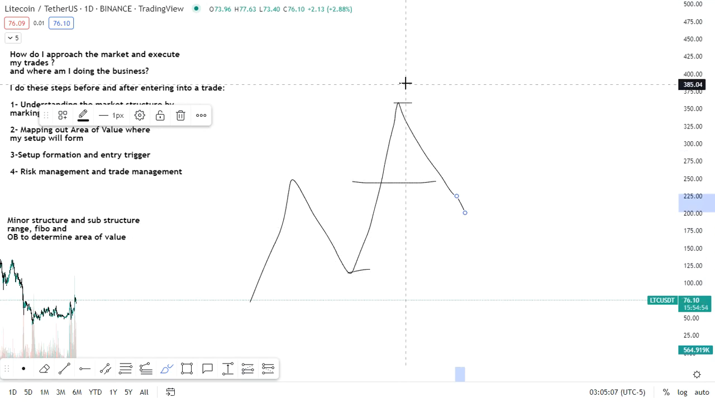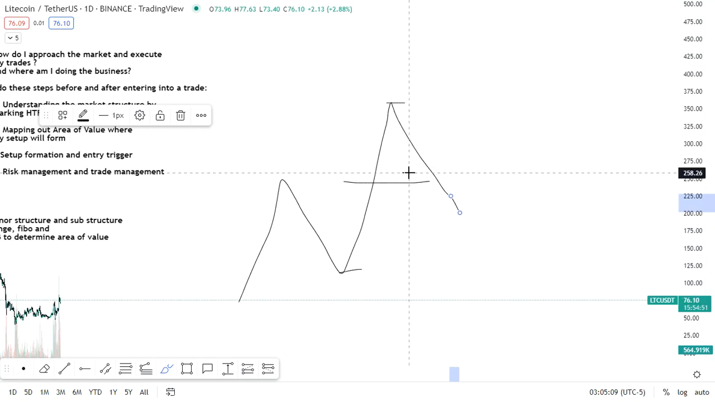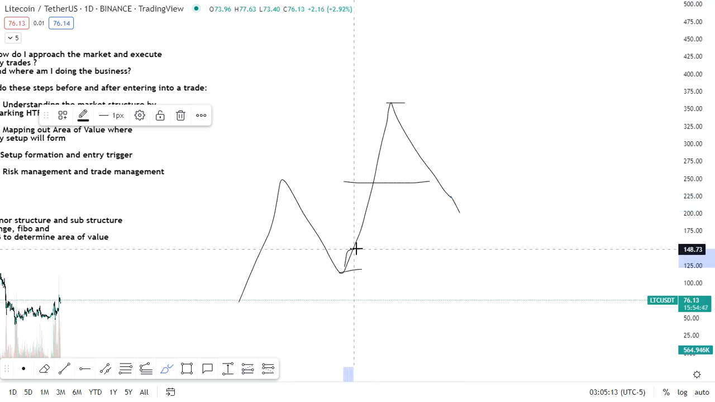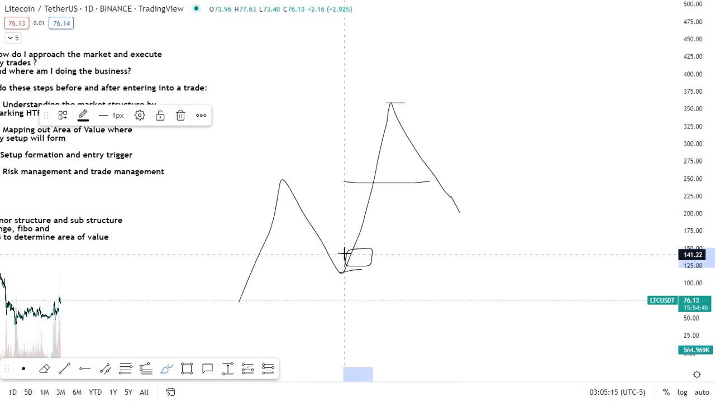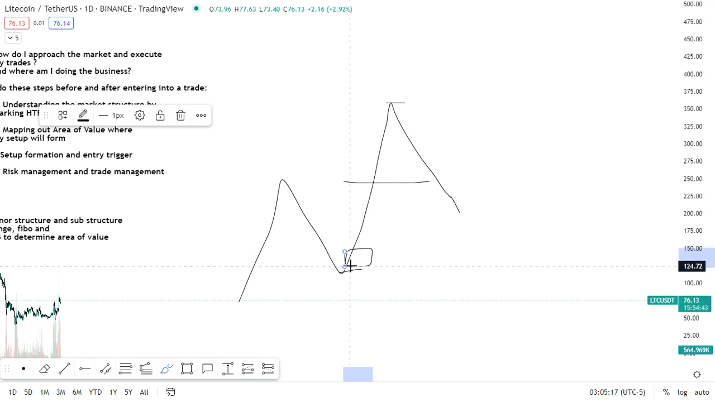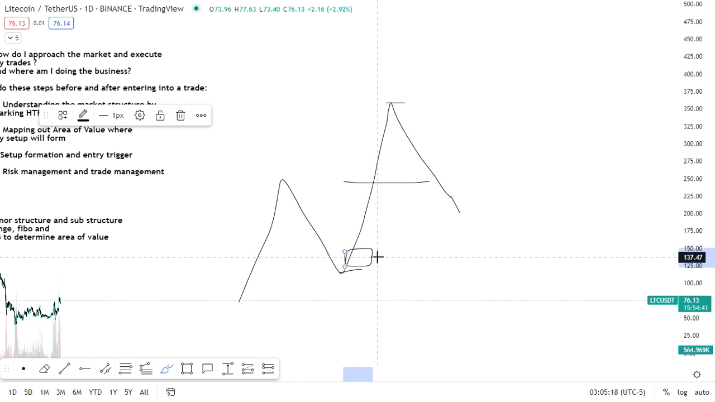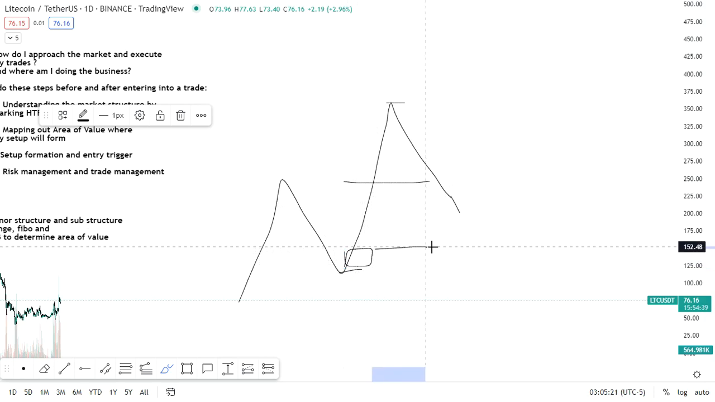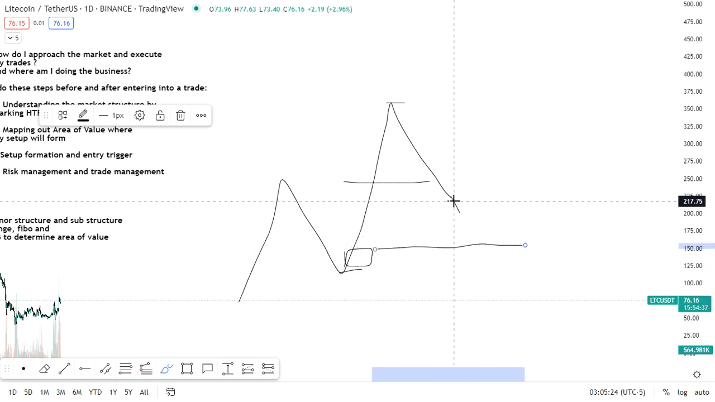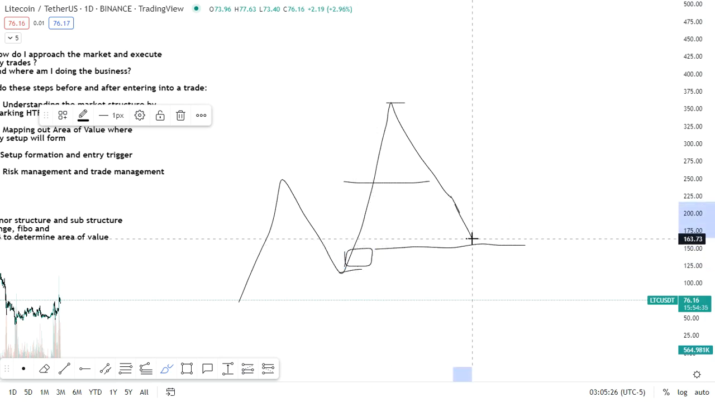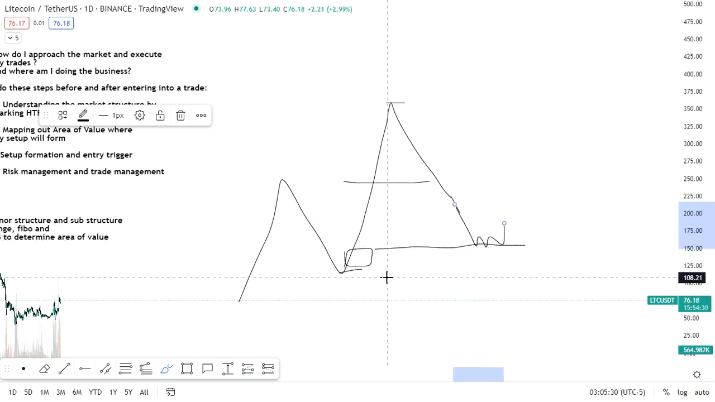Like for example, in this up move, you might see some sort of accumulation on lower time frame, and you can see that it's like an order block on higher time frame. So this can basically be your area of value that you should be waiting for the price to reach and form your setup. Order block is one of the ways that you can get involved in the market.